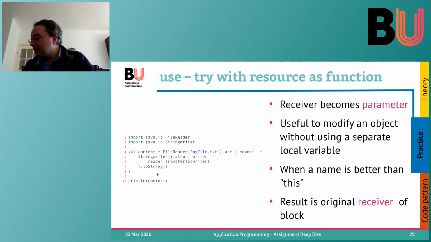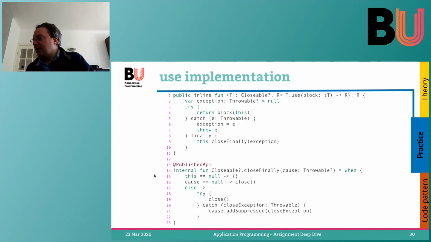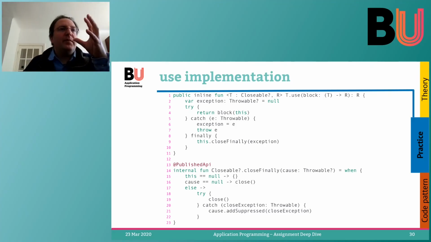So that is how this works. So how does it implement it? This is implemented in two parts. There's this inline function on the top, which is the use block, and this particular block. What we do here is we have a try catch finally block.